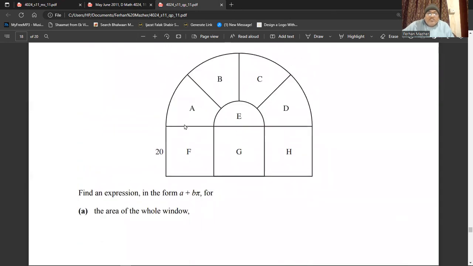Okay. So this is a square. Because this is a square, all sides are 20. So this is 20 plus 20 plus 20, that will be 60. This will be 20. So this is basically a rectangle whose length is 60 and width is 20. This is basically a semicircle whose diameter is 60.